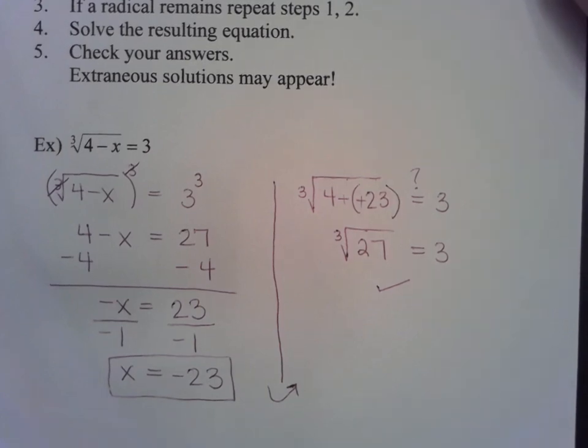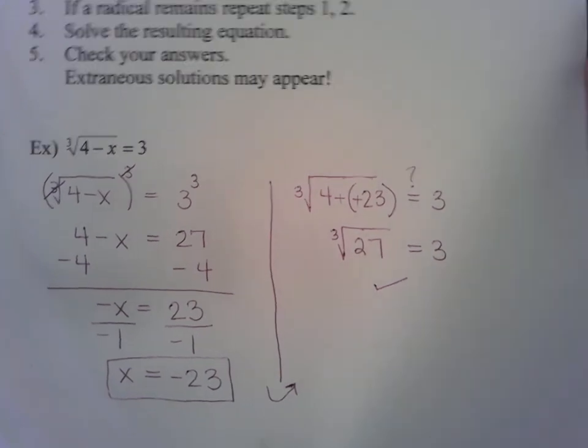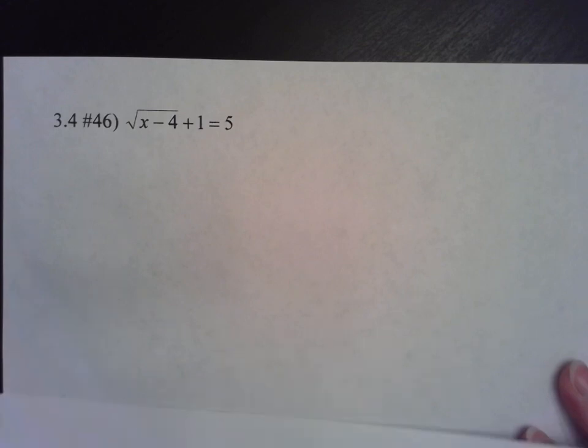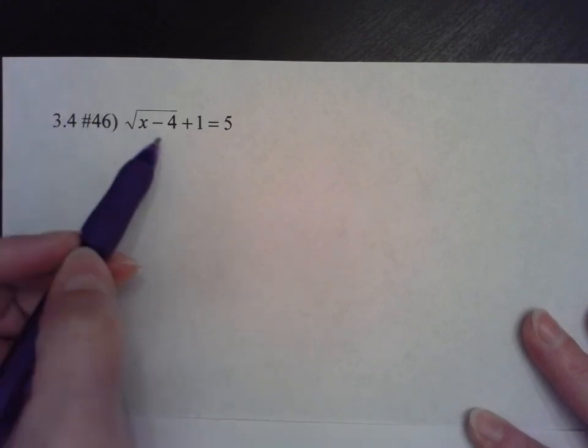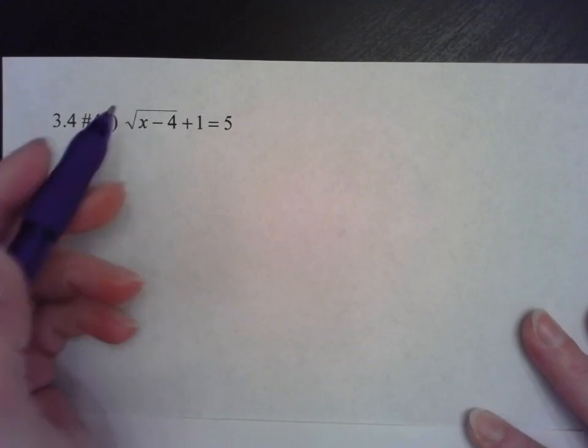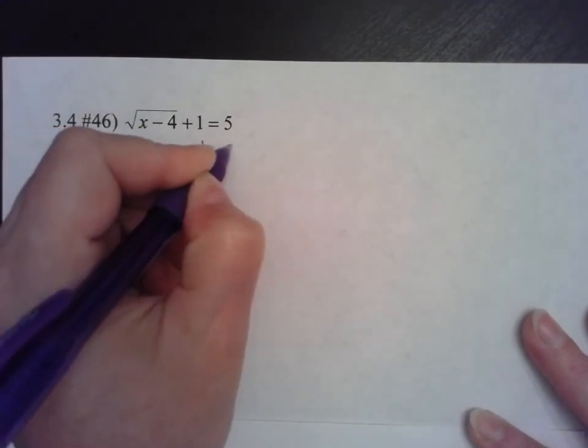Okay, let's try another one. This one's from your book. So we have the square root of x minus 4, plus 1 equals 5. Remember that first step was to isolate the radical. So we want to get this square root by itself, which means I need to move this 1 over to the other side by subtracting.